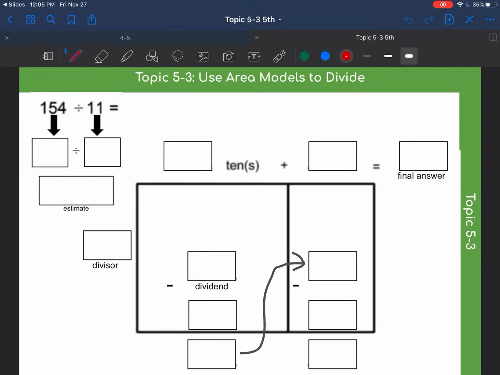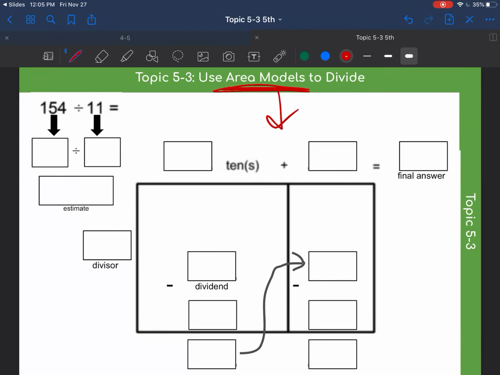Hello, fifth graders. So the past couple of days, we have been dealing with division and estimating division problems and solving division problems that are powers of 10. And now we're going to get into a few ways to divide whole numbers. And the first way we're going to talk about is using area models, okay? Now an area model is this little diagram, okay? And we break it up into tens and ones when we use the area model.